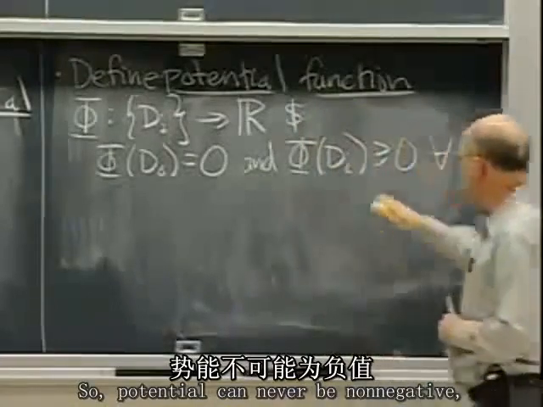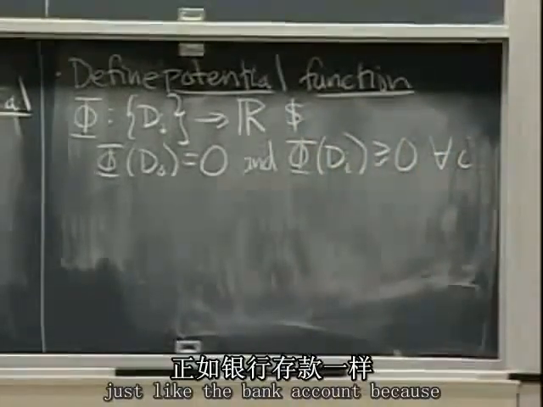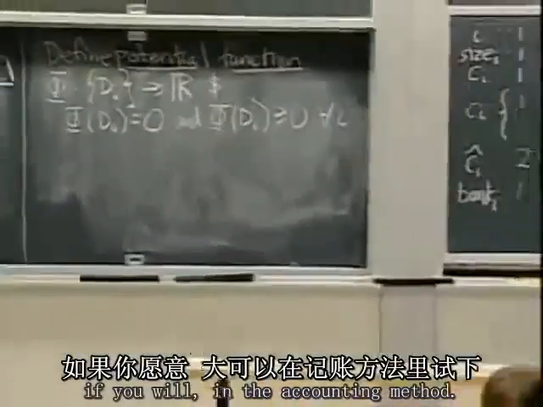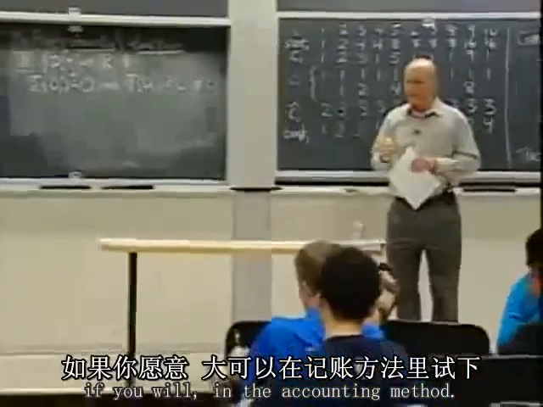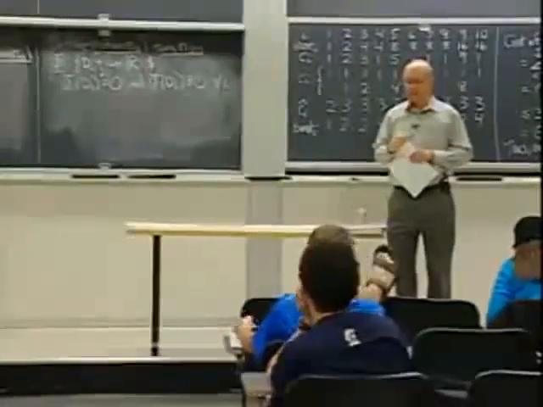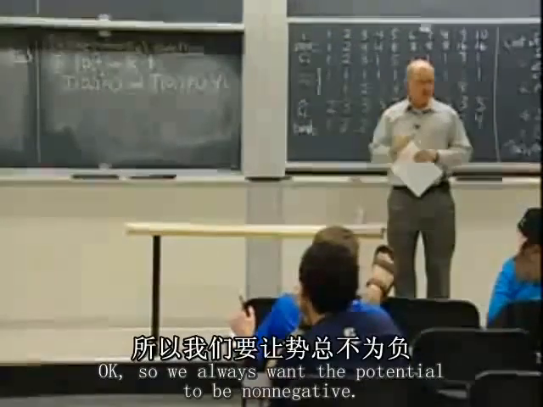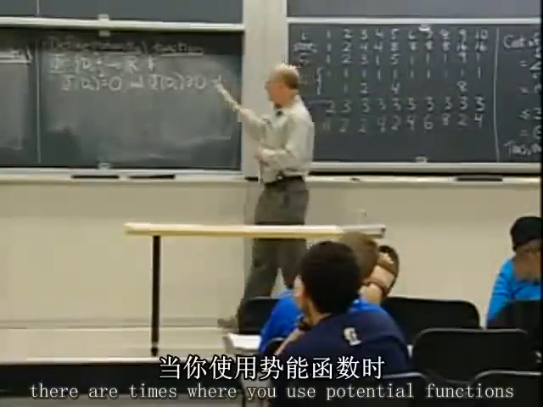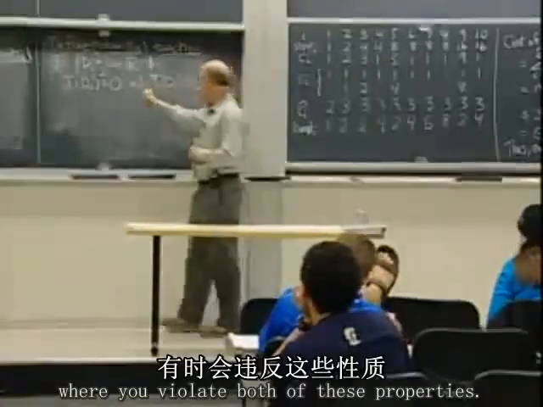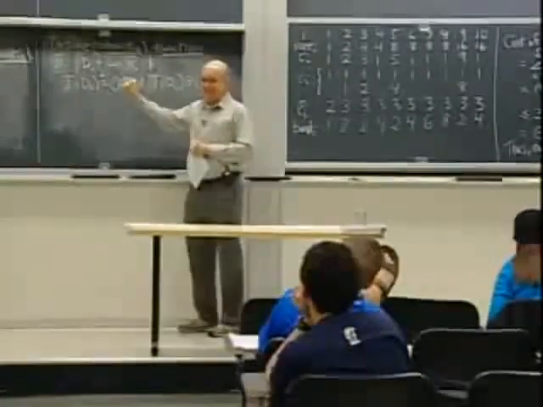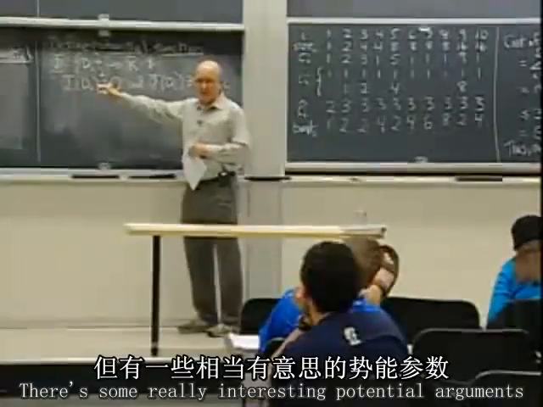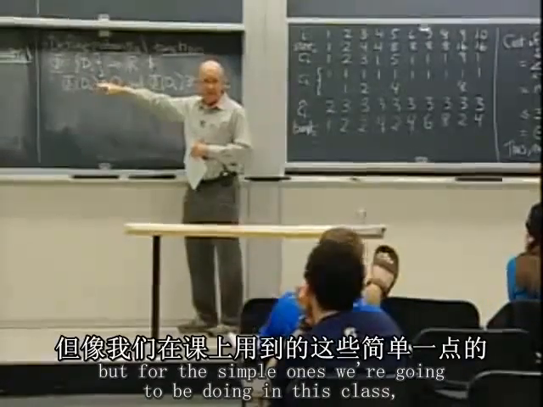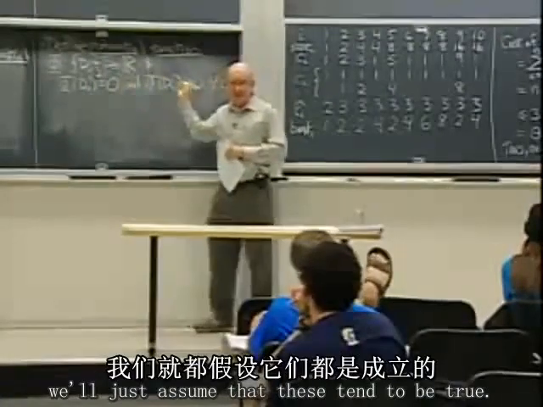So the potential can never be negative, just like the bank account, because the potential is essentially representing the bank account, if you will, in the accounting method. So we always want the potential to be non-negative. Now, actually, there are times where you use potential functions where you violate both of these properties. There are some really interesting potential arguments which don't obey these, but for the simple ones we're going to be doing in this class, we'll just assume that these tend to be true.